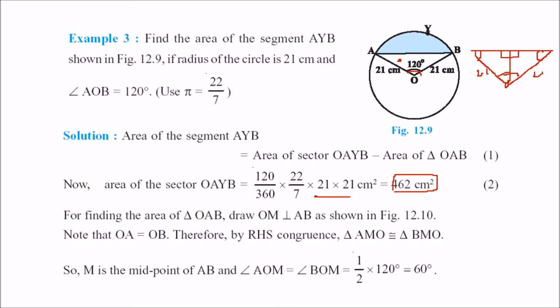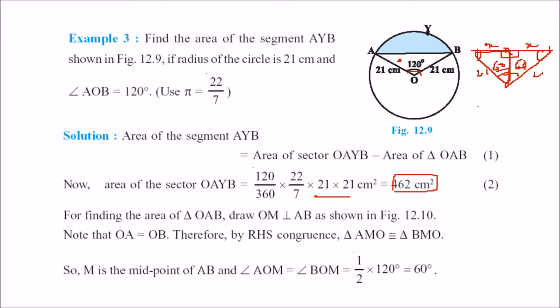These are 90 degree because we have dropped the perpendicular. Sides are already equal, and this is a common side. So these two triangles are congruent. Once these two triangles are congruent, this part becomes equal to this part, and this angle also becomes this angle. So this is 60 degree and this is 60 degree. So this is say x and this is x.